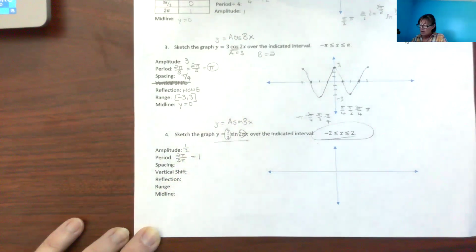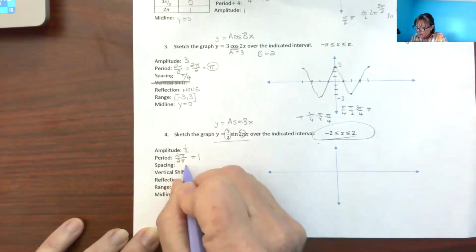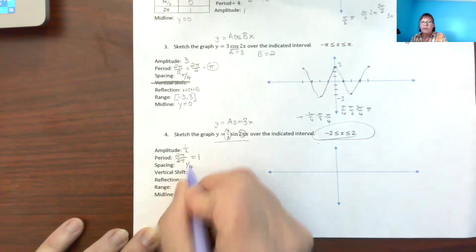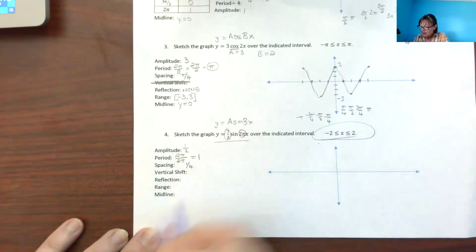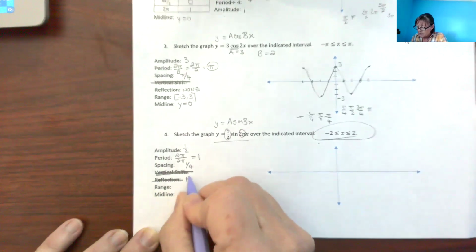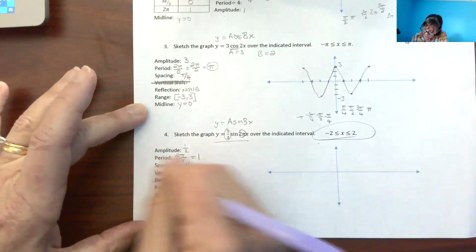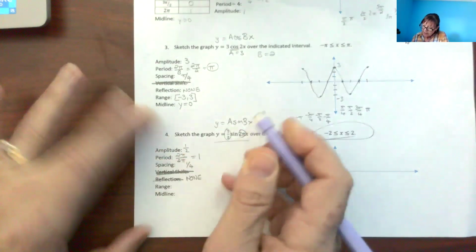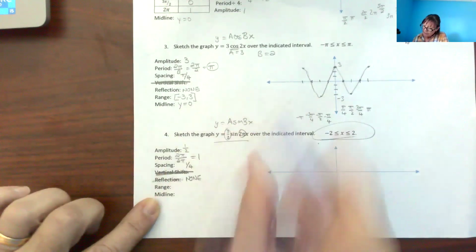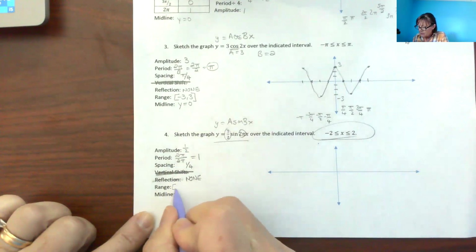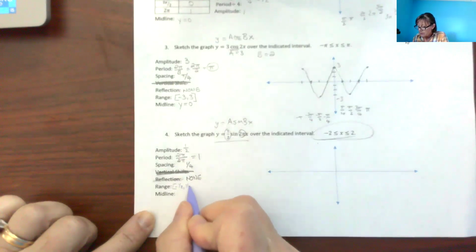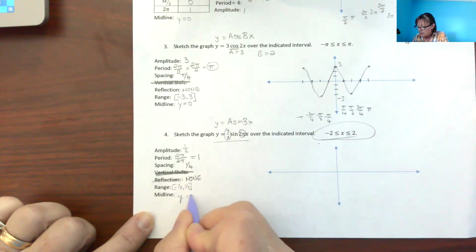The spacing is going to be whatever we get for the period divided by 4, so it's 1/4. This shouldn't show up on your sheet. There is no reflection, there's no negative, so I should put none. And then the range, we can already tell what the range is. It's going to be -1/2 to 1/2 because it's going to toggle up and down. And the midline is y equals 0.